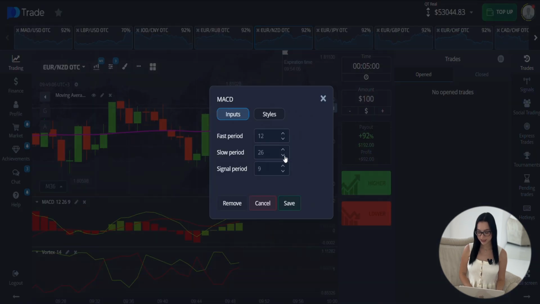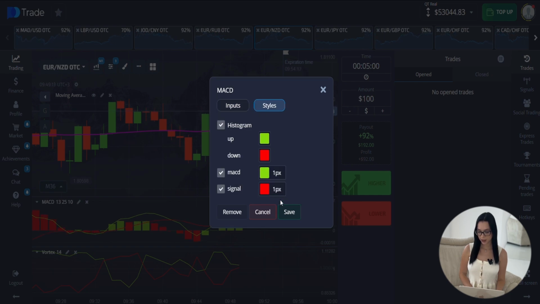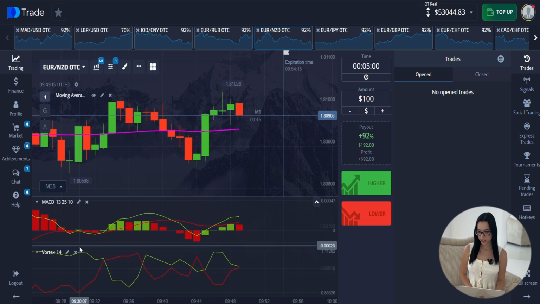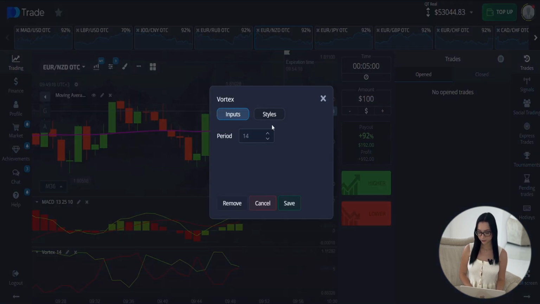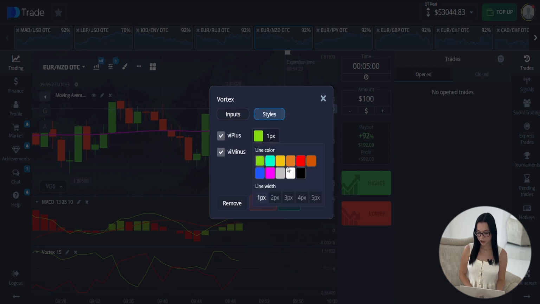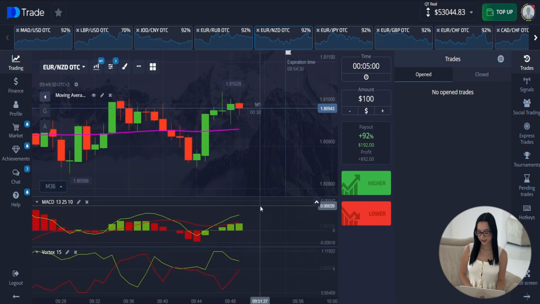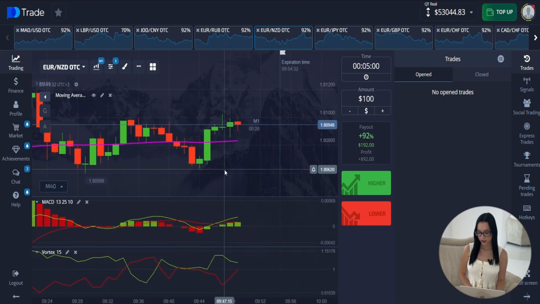For the MACD indicator, I choose the periods 13, 25, and 10, and for the colors we don't change anything, we click save. For the vortex indicator, we change the period to 15, and we change the colors to green and red as well.